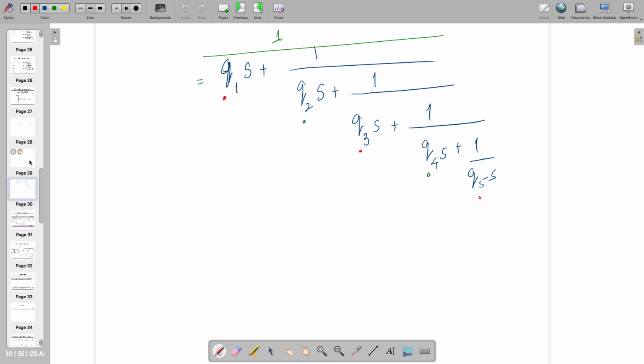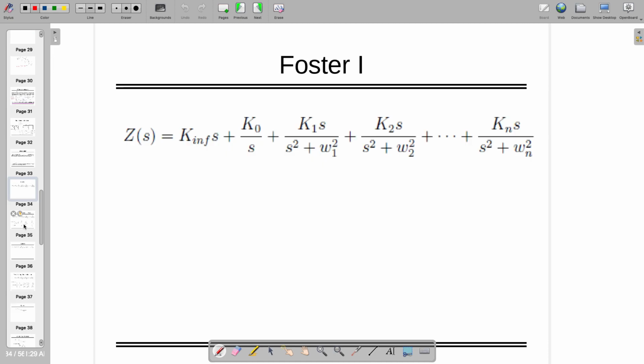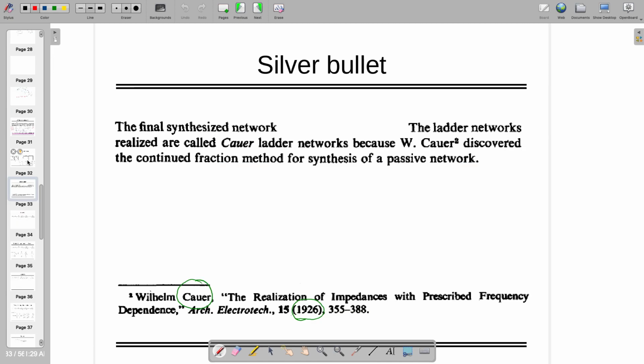But as you are seeing here, this kind of thing is known as, what do you think? What is this technique known as? Continued fraction. So in this technique we are going to use the continued fraction method, through which you are finding out all the polynomials, and you are going to make the network inductor and capacitor only.